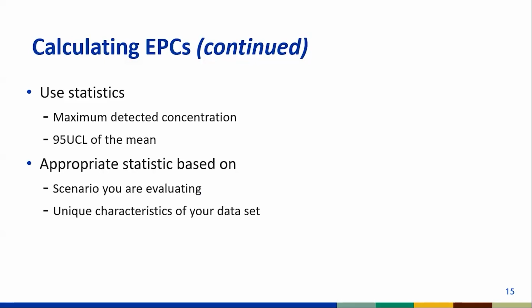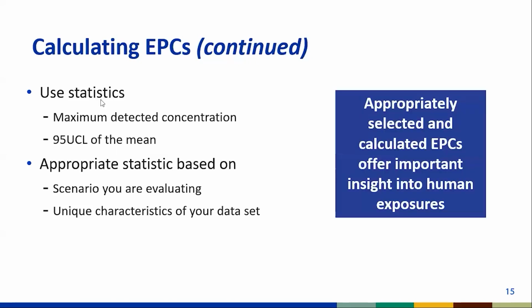Whether it's more appropriate to use the maximum detected concentration or the 95 UCL depends largely on the dataset and the contaminants you have, such as the number of samples, the presence of non-detect observations, and sometimes the toxicity of the chemical. If the appropriate EPC is selected and then calculated correctly, the resulting value offers important insight into human exposures.